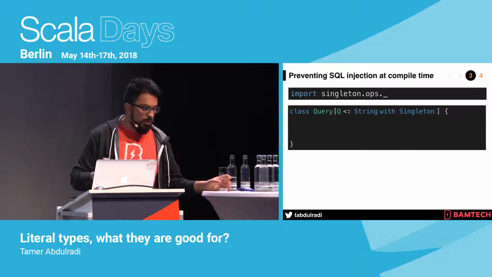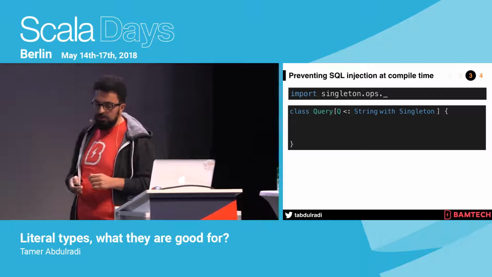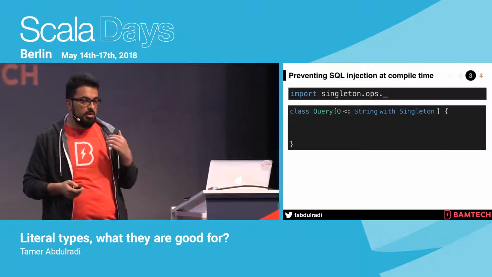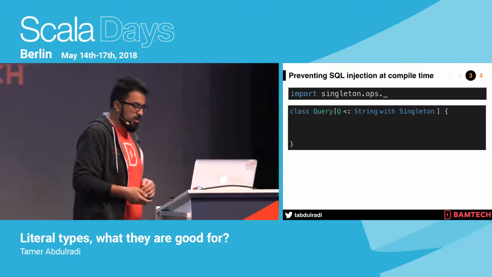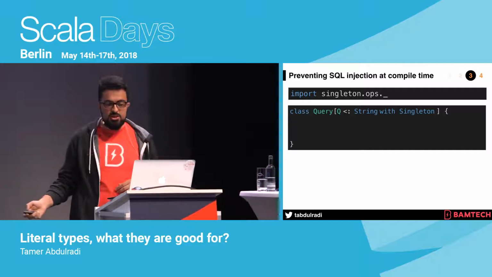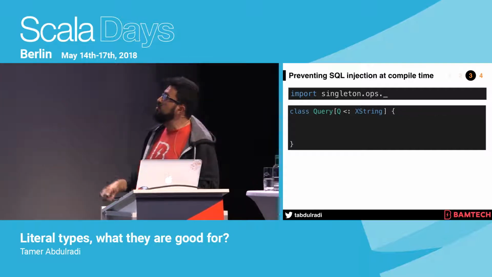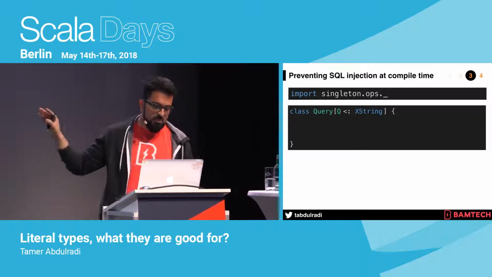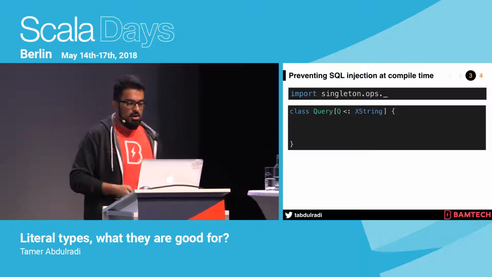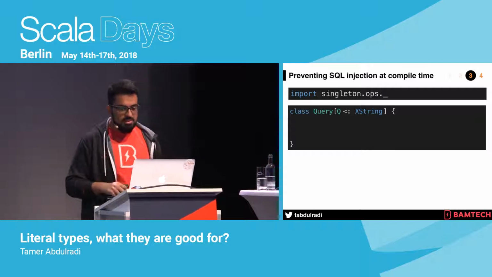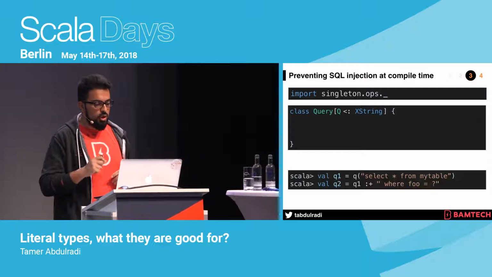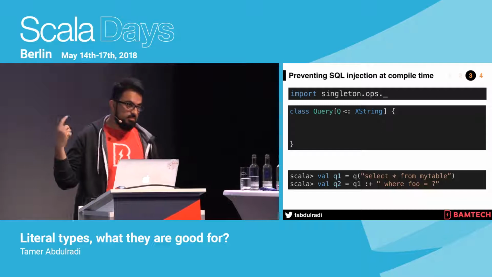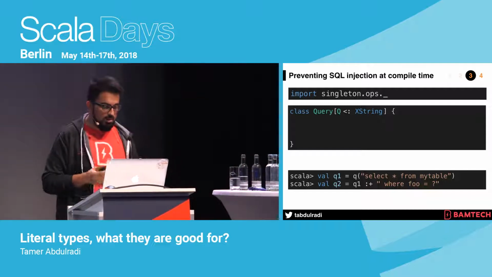So by importing this library, we have access to a couple of utility type classes and utility type aliases. The first utility we're going to use is just an alias for a string with singleton, to become X string. Just a type alias to save space on the slides. That's it. So let's see how we're going to use singleton ops to concatenate literal types at compile time.